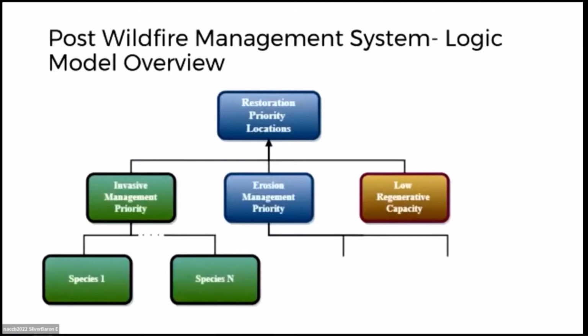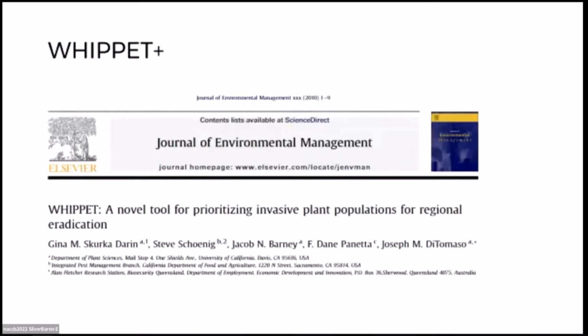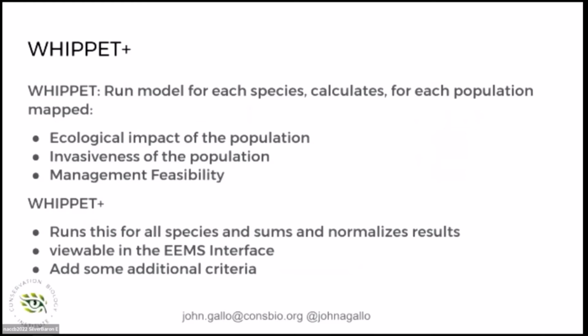The post-wildfire management system logic at this highest level is invasive management priority, and then also erosion priority and low regenerative capacity, and I'll explain those in a little bit more detail. As far as the invasive management priority, we built on the WHIPPET tool, and we're calling it WHIPPET Plus. This is a fantastic model and tool that is an ArcGIS model that allows you to run a model with a whole bunch of inputs.